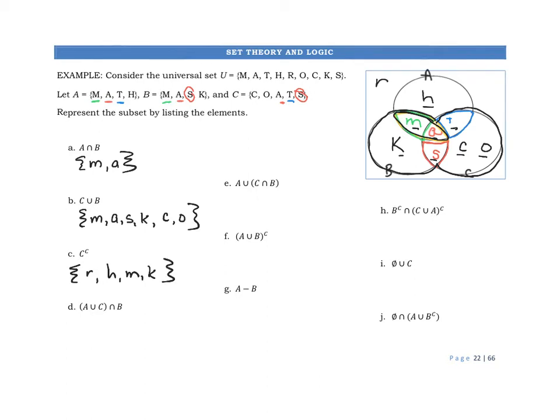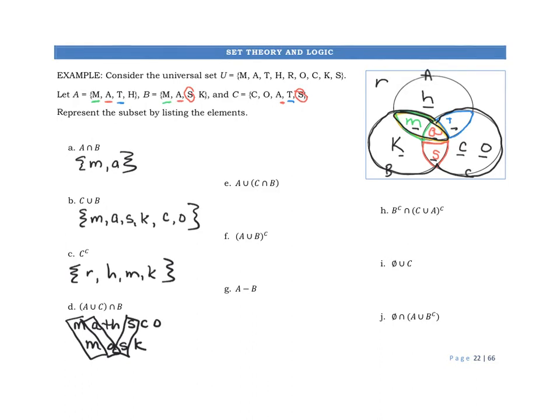All right, now it's going to get a little bit trickier. So we're looking for the intersection of A and C, and the union of A and C, and the intersection of that with set B. So let's look at what's in A union C. So it looks like I have my M, A, T, H, and then the other letters left over would be S, C, and then the O. Well, what was in B? M, A, S, K. So is there any intersection between the two? Anything in common? Well, there's an M, A, and there's an S.